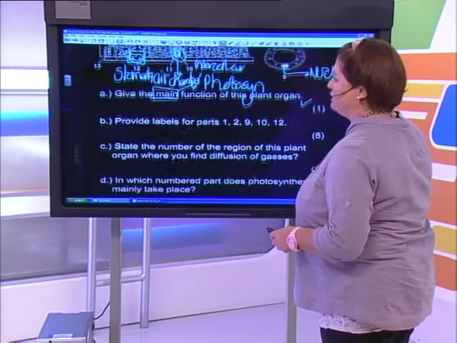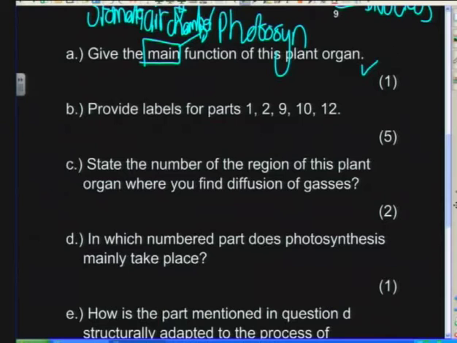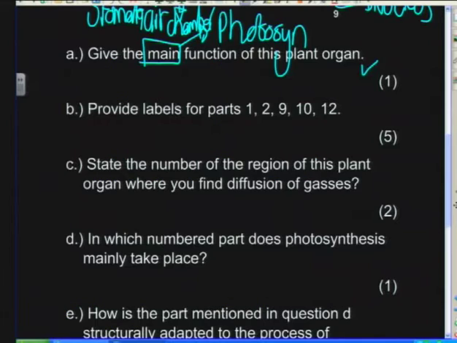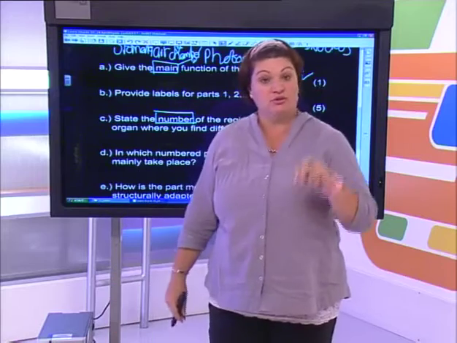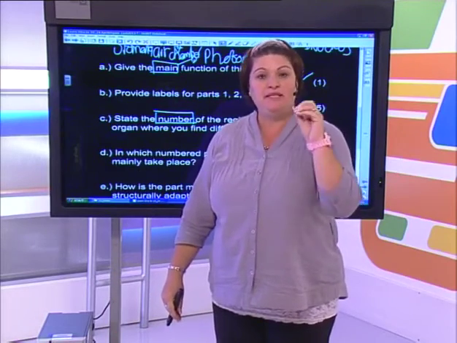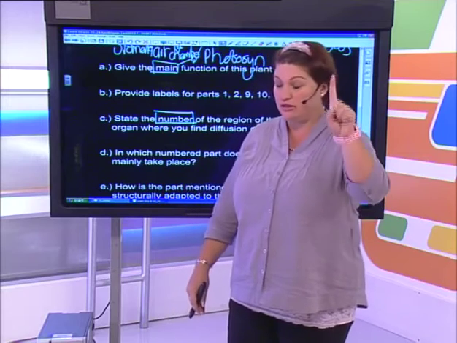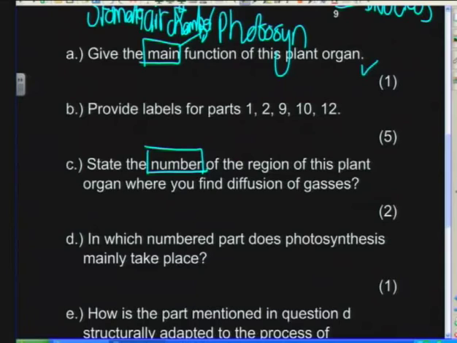Okay, let's go into question number C. State the number. So now please be very careful. They've asked you to state the number. They haven't asked you, all right, to give the name of the plant or the tissue. Be very particular. If they ask for number, you only give the number. Okay, so that's the first plant. State the number of the region of this plant organ where you find diffusion of gases.